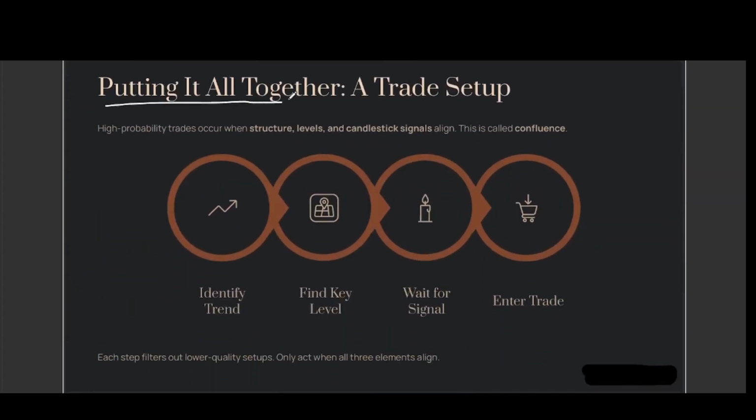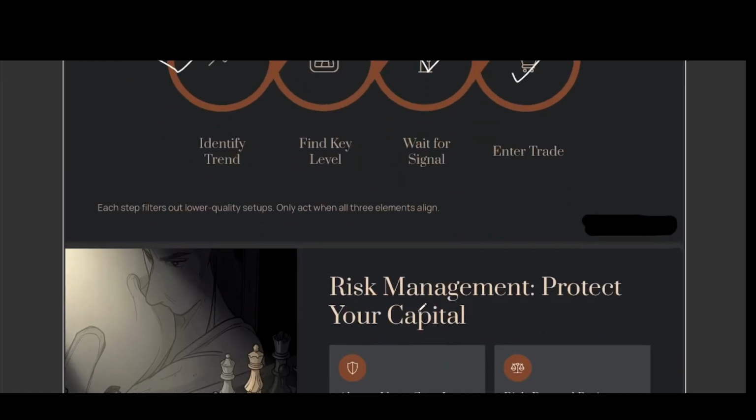Next, putting it all together, how do you set up a trade? First thing, you identify the trend. Always trade with the trend, don't go in the opposite direction of the trend. Next, you find some key levels, either order blocks, support resistances, or liquidity sweep zones. Next, you wait for a confirmation signal and then you enter the trade.